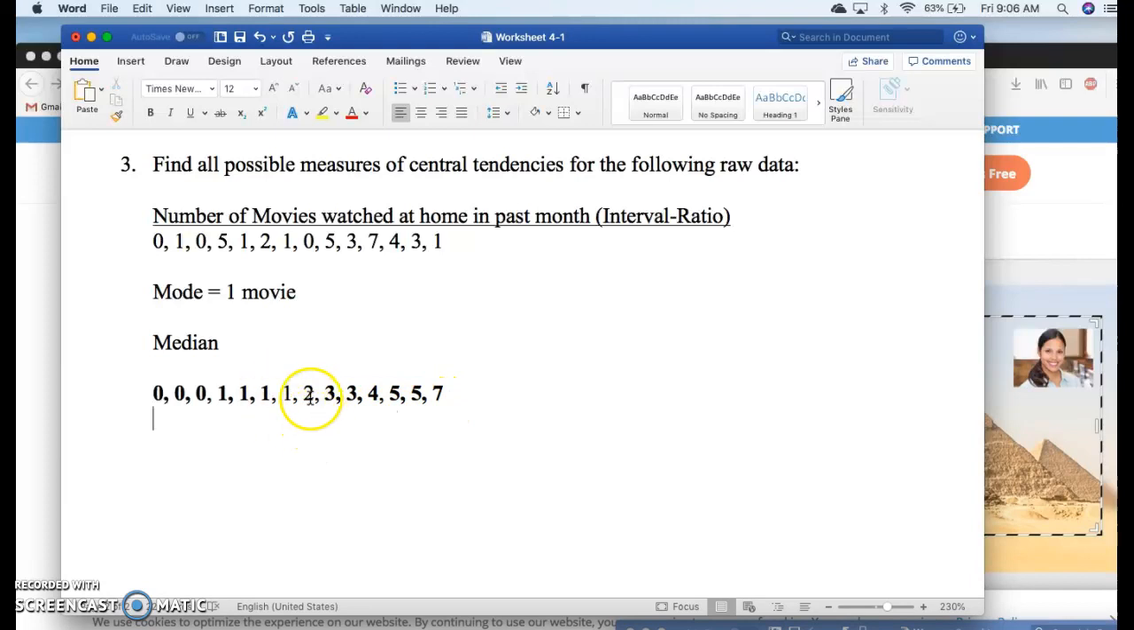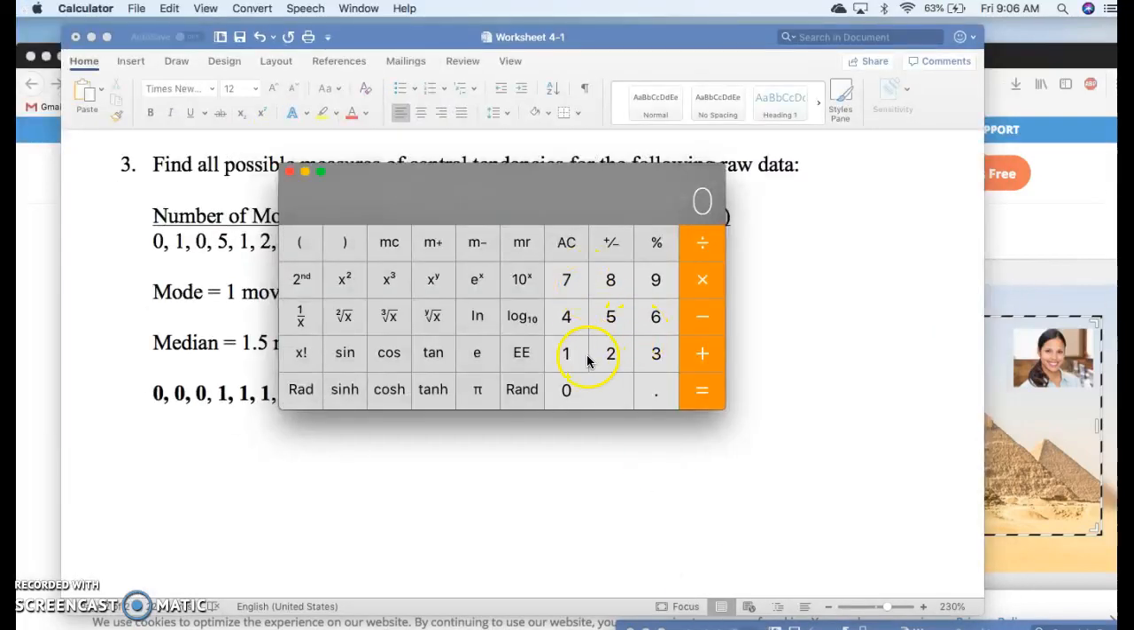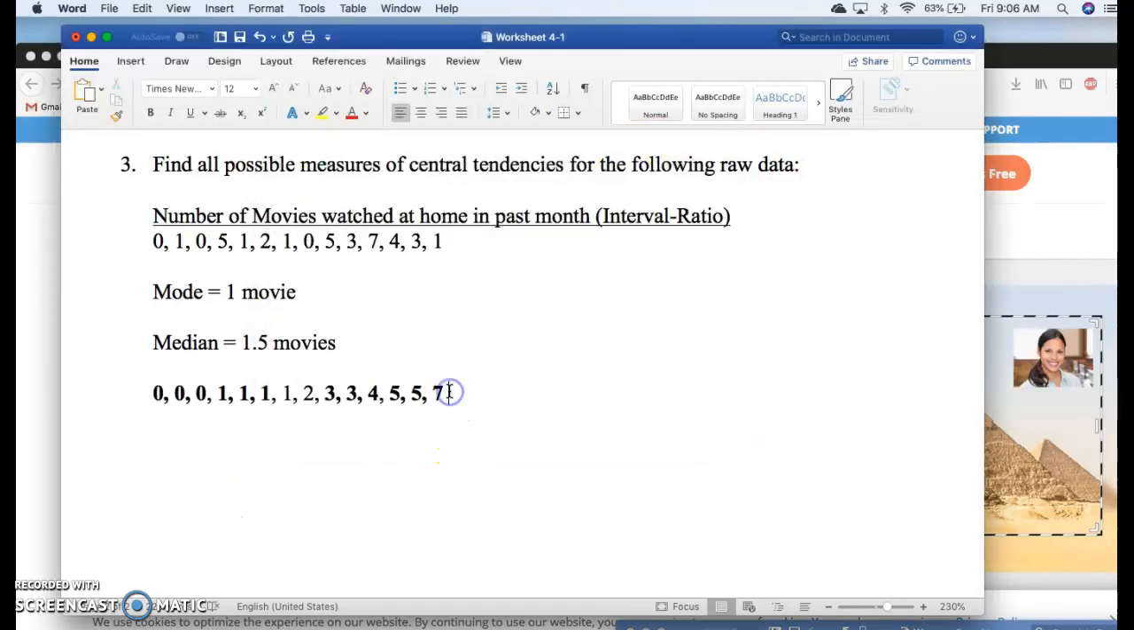What do I do now? Well, I'm just going to have to find the middle of those 2 middle scores. So our median is going to be 1.5 movies. And that's because 1.5 is in the middle of 1 and 2. If you want to do the math version of this, what you do is you add up the scores and you divide by 2. So whatever your 2 scores are, in this case 1 and 2, you're going to add them up and then divide by 2. So you still get the same answer, 1.5.